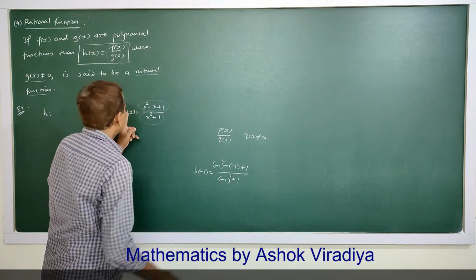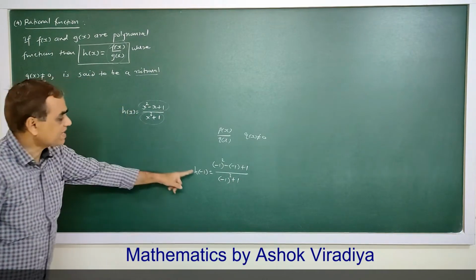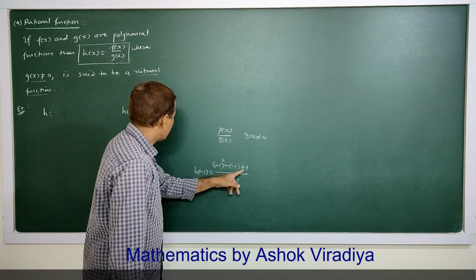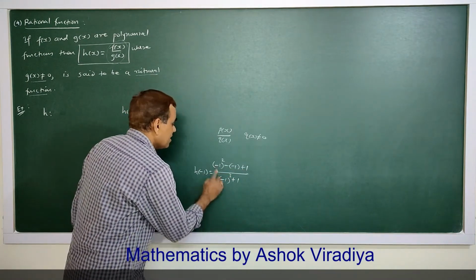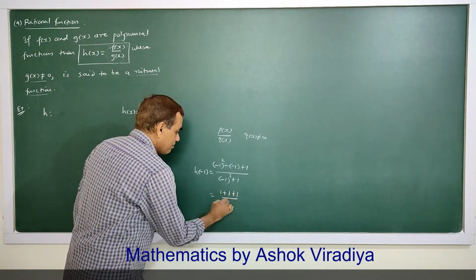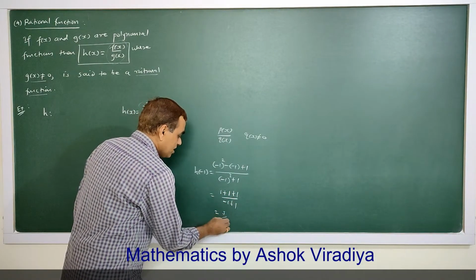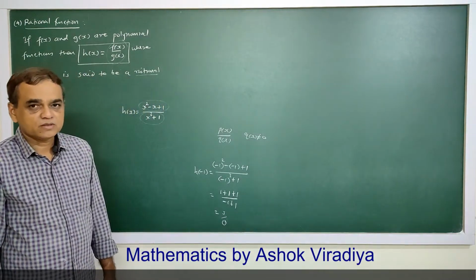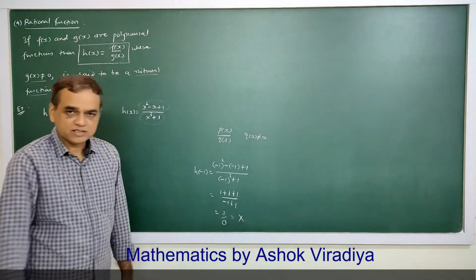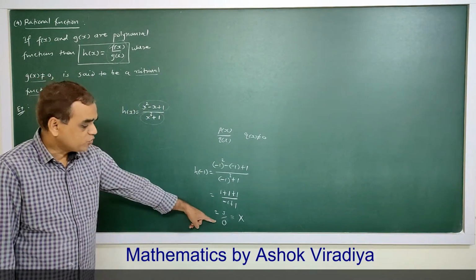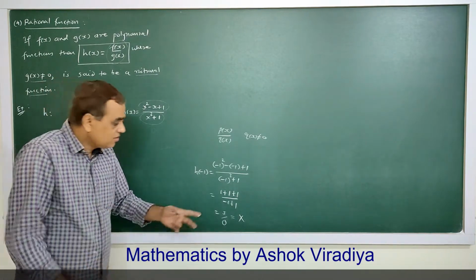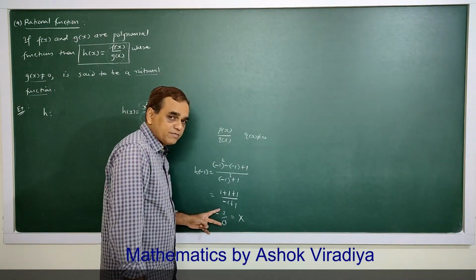If I keep x equal to minus 1 in this function, then minus 1 squared minus of minus 1 plus 1, upon minus 1 cubed plus 1. That is, minus 1 squared is 1, plus 1, plus 1, upon minus 1 plus 1. So 3 by 0, and 3 by 0 is not defined. This has no value. We can't say a fixed number. 3 by 0 is an undefined number.